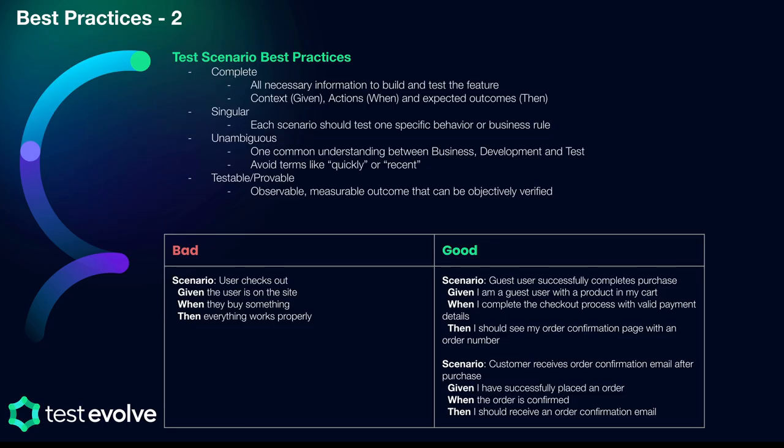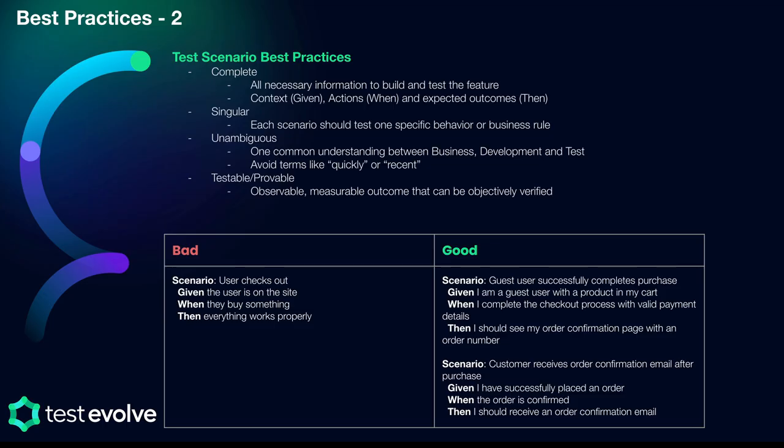So a common understanding between business, development, and tests, which obviously we talked about a lot with the Three Amigos. We want to avoid vague terms, so quickly or recent. These don't help anybody. They don't help a developer develop the feature. They don't help a tester decide what is quickly. So we need to be more specific. So quickly could become within 2 seconds. Recent could become something like from the last 30 days.